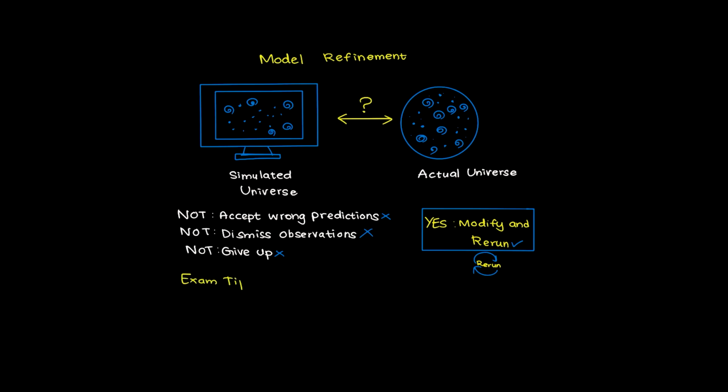Here's a WGU C165 OA exam tip for you. When model predictions contradict observations, scientists modify and rerun models. The keyword contradict signals the need for model adjustment. Quick recall hook: contradict means correct. When models clash with reality, fix the model.